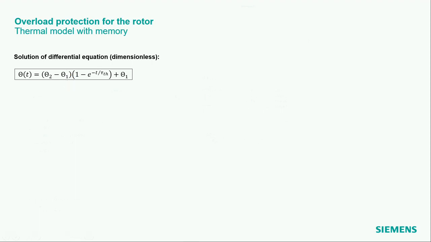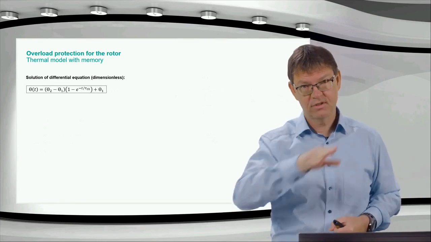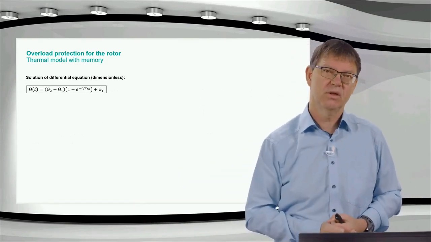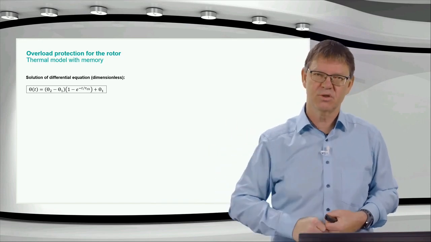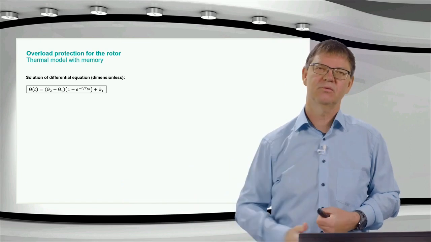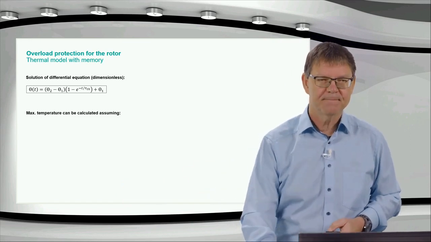And now it depends: if theta 2 is bigger than theta 1, then I will have a rising e function. If theta 2 is smaller than theta 1, then I will have a temperature drop with an e function going down. For example, if the motor is running or starting and then you switch it off, then the temperature will go down. Then we have this falling e function here.